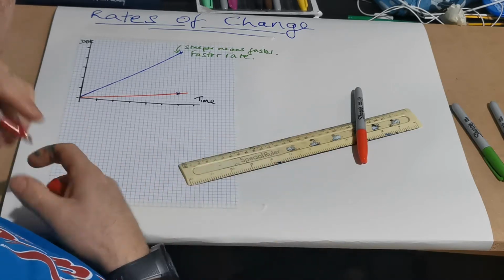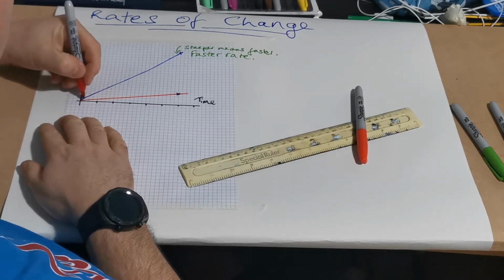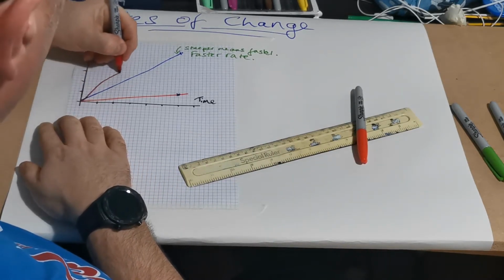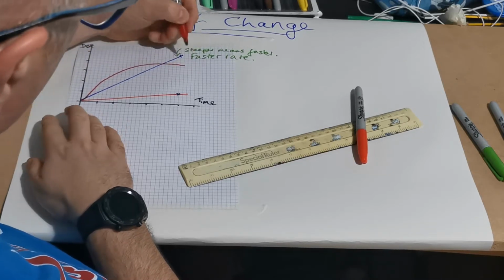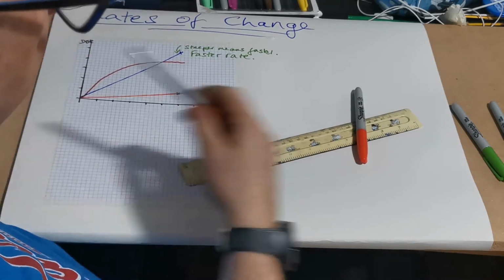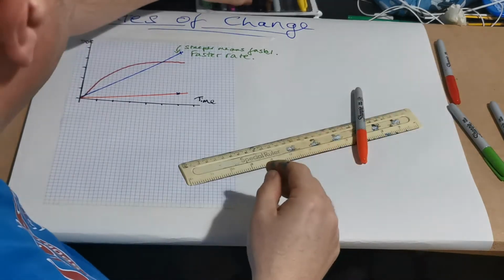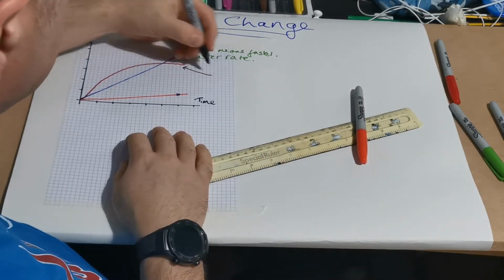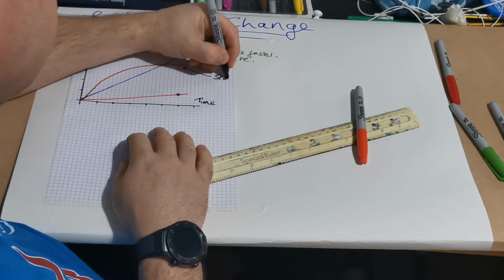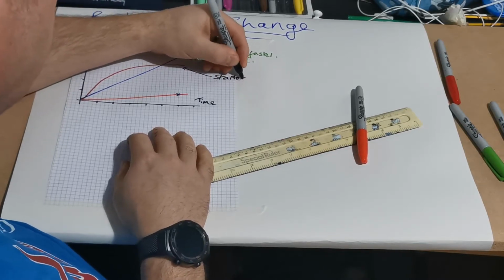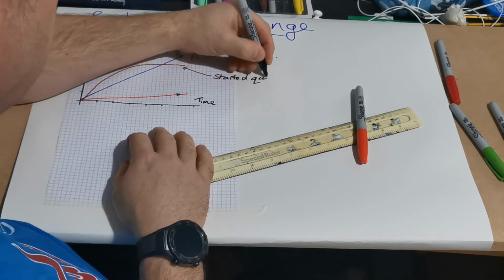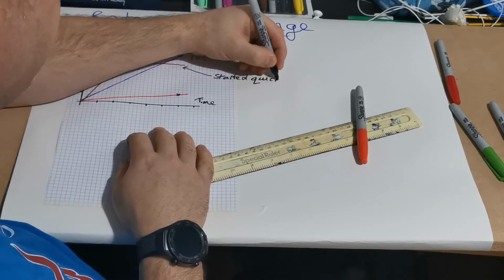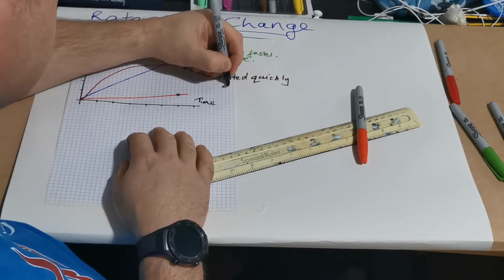But what would happen, what do you think is going on here? What could we read by that? I think what you could read was that this person started off quickly and then slowed down.